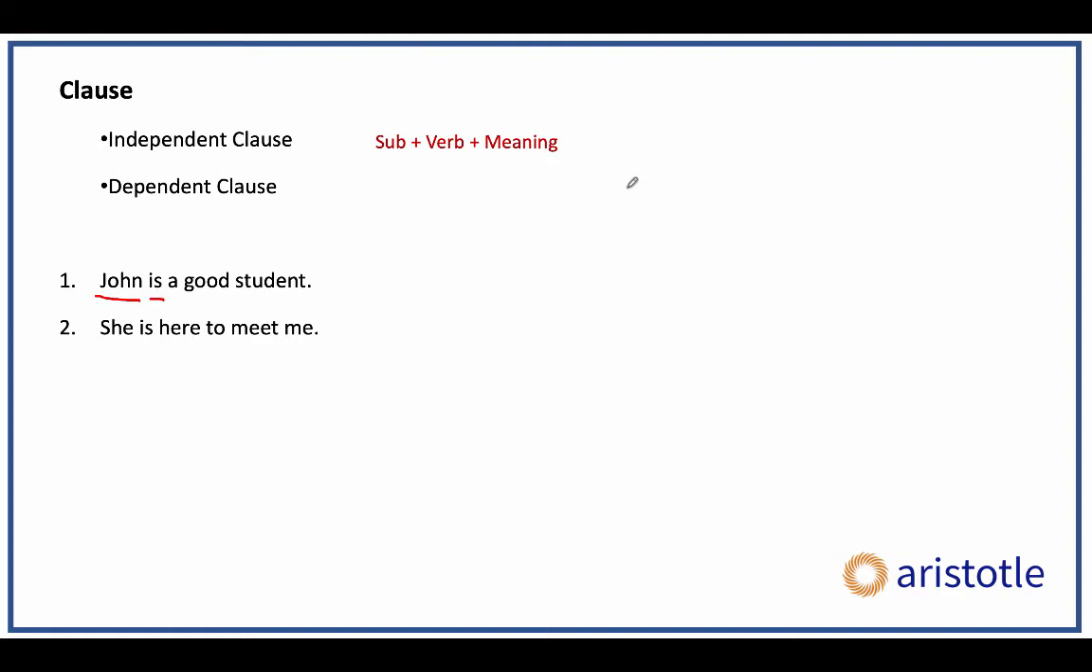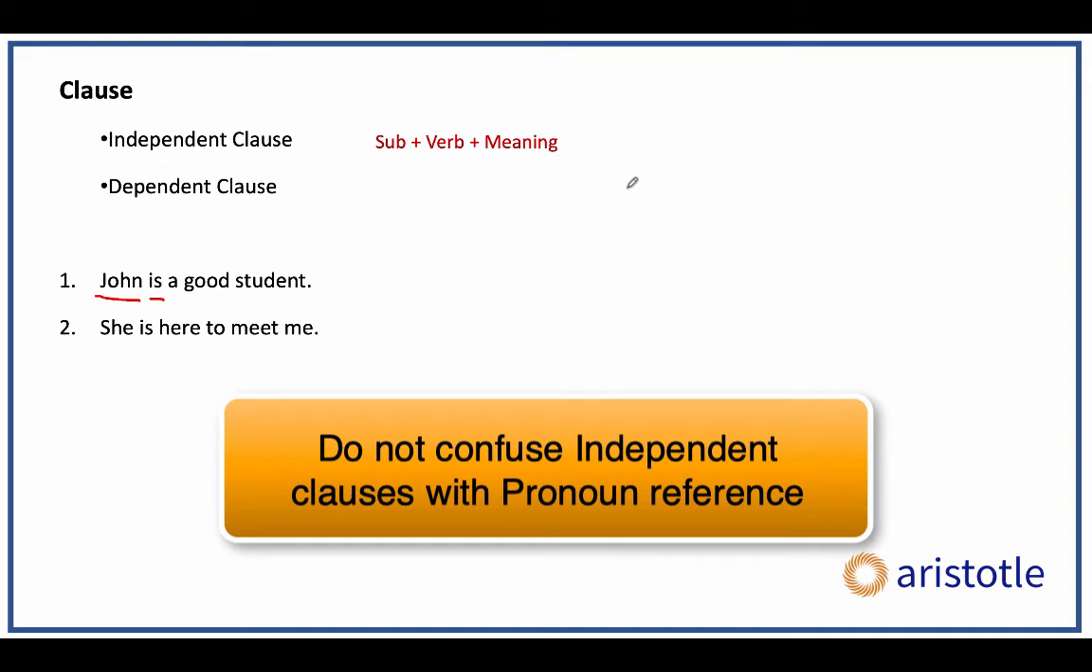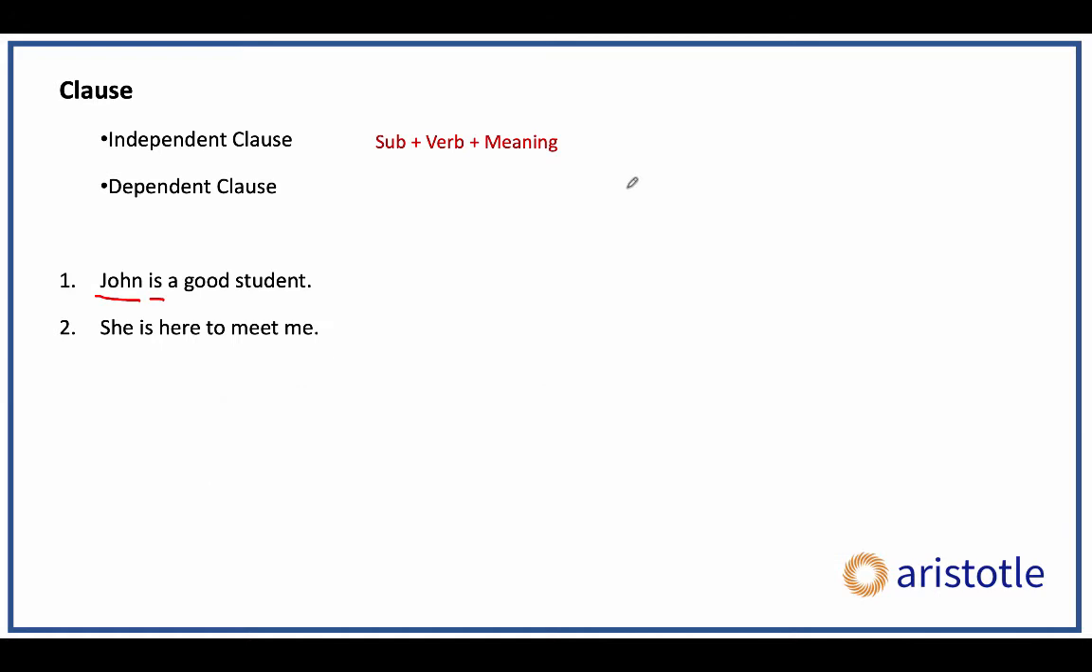The reason some of you might get confused is because you end up mixing the concept of an independent clause with pronoun reference. Who is she referring to? Who cares? She is basically your subject, can refer to whoever it wants to refer to. So don't mix up pronoun reference with independent clauses. A pronoun can absolutely be your subject.